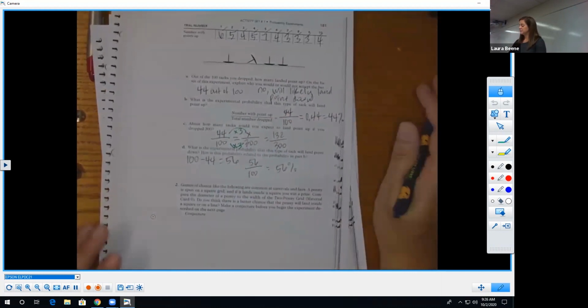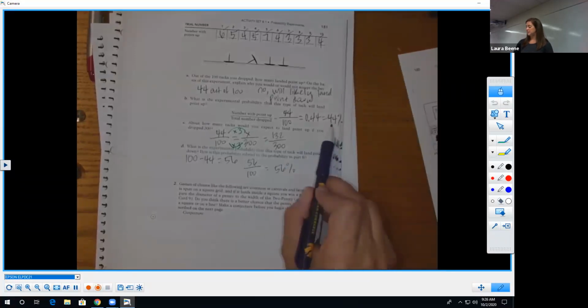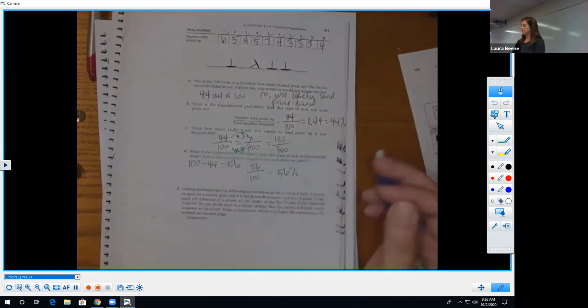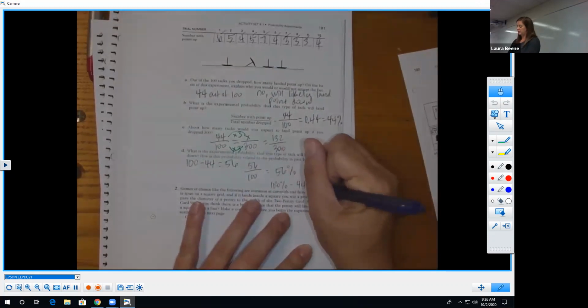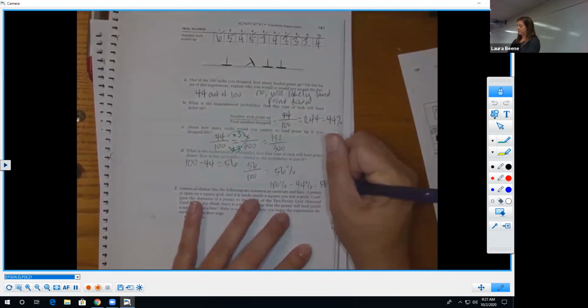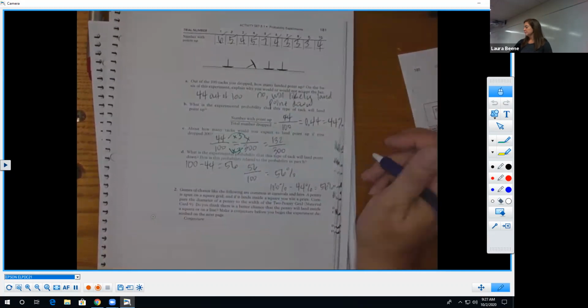And how is this related to the probability in part B? It is 100% minus your other percent. So it's 100% minus the 44% equals the 56%. Because if it didn't land point up, then it landed point down. Those are only two options here.